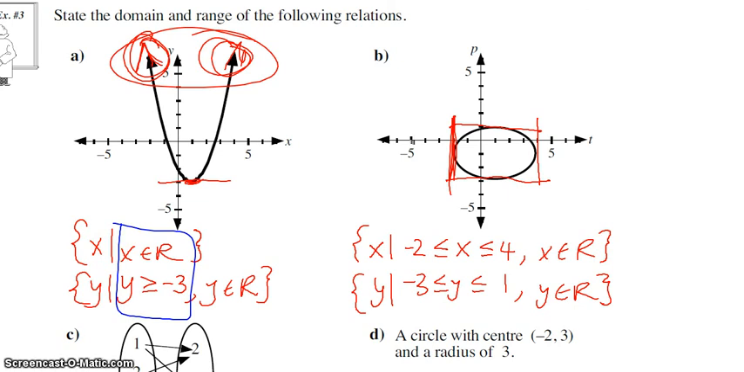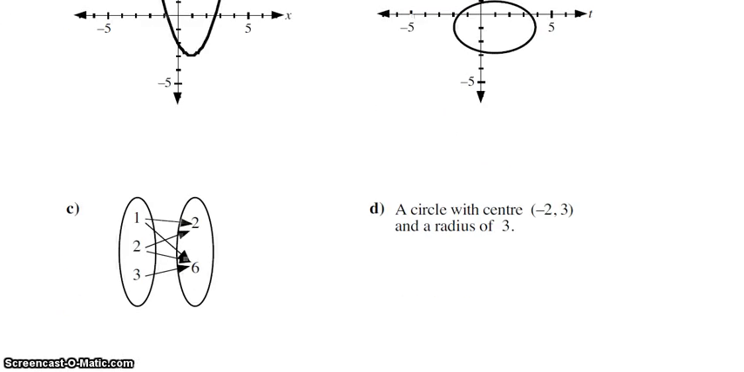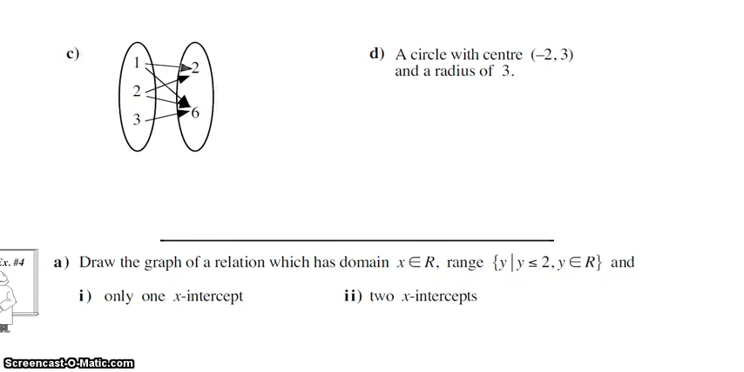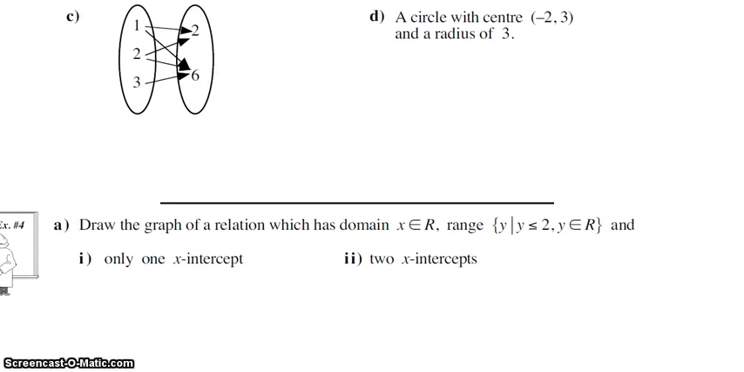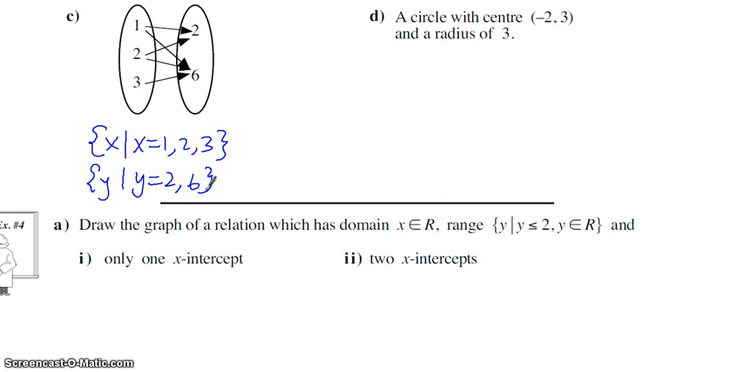Okay, let's move on. More examples. How about this mapping notation? Remember what domain and range are. Domain is a set of all inputs, so x is 1, 2, 3. Range is a set of all outputs. It takes on just two values, 2 and 6, so we just write it this way.